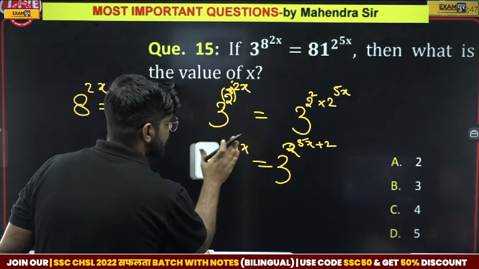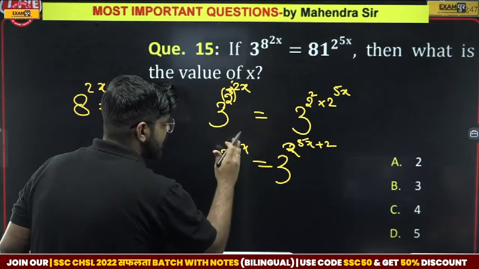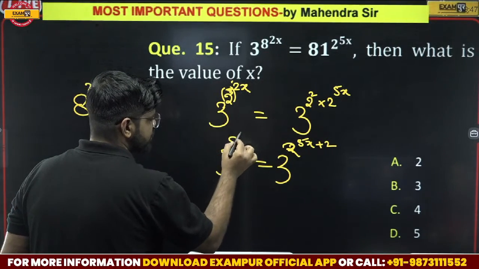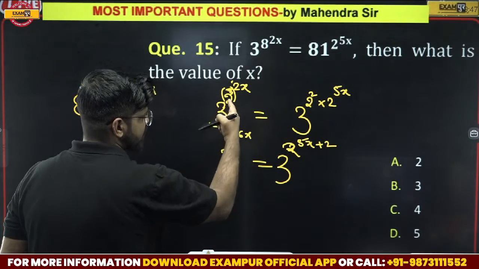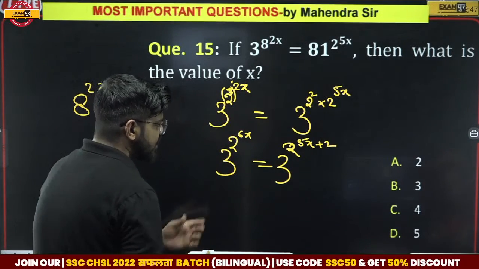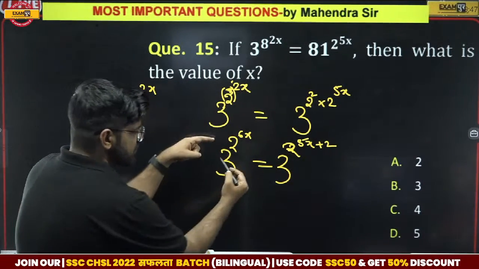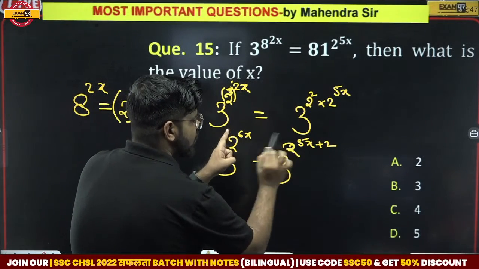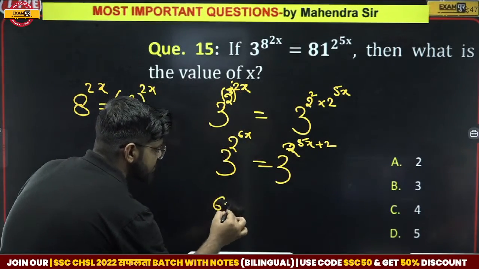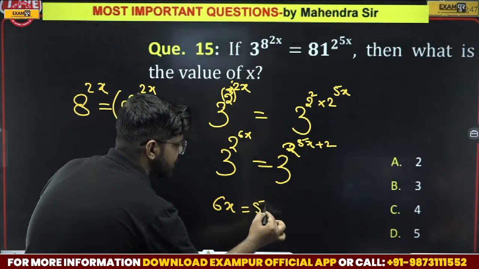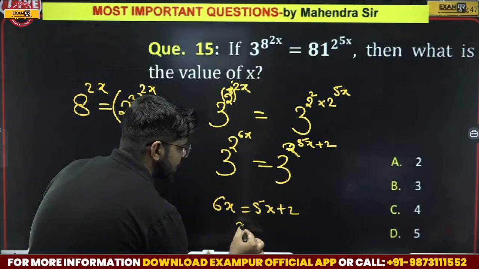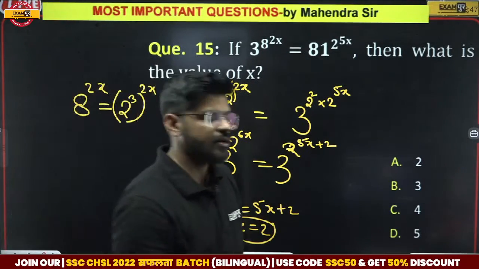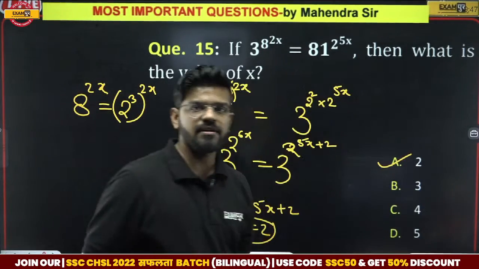One thing here I missed: 3 to the power 2 to the power 6x. Now you can compare both. 3 to the power 2, 3 to the power 2, so this should be equal. That means 6x is equal to 5x plus 2. So x will be 2. Absolutely correct. Option number A will be the answer.